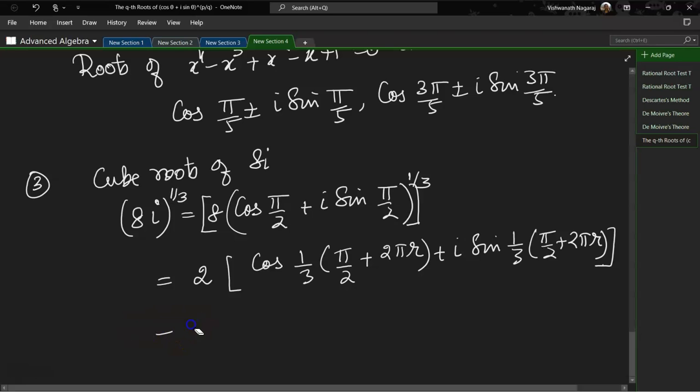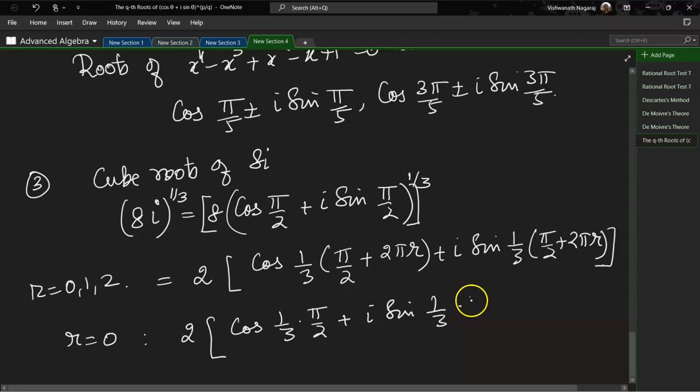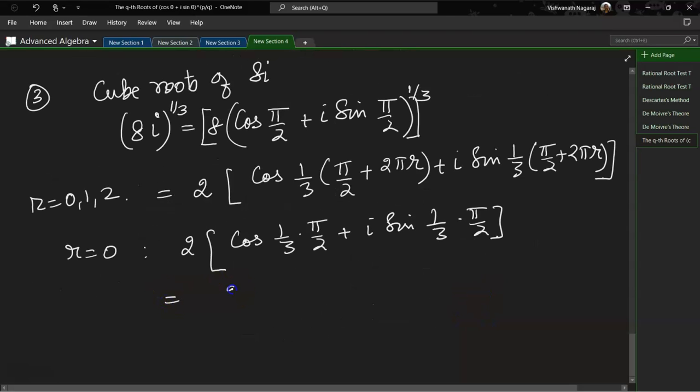Let's actually substitute the values of r. So let's say r is equal to 0. Cube root means r will be 0, 1 and 2. So when r is equal to 0, what happens? 2 times cos 1 by 3 times pi by 2 plus I sine 1 by 3 times pi by 2, which gives us 2 cos pi by 6 plus I sine pi by 6. The 2 should be outside the bracket because it is applicable to both the terms.